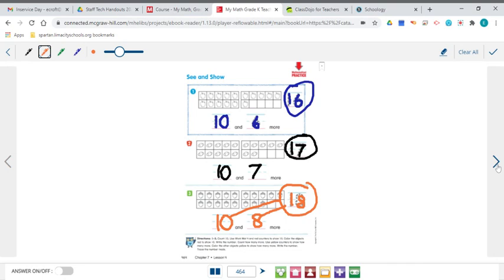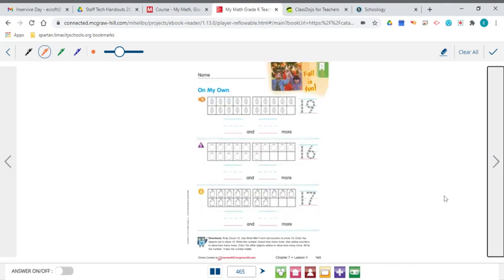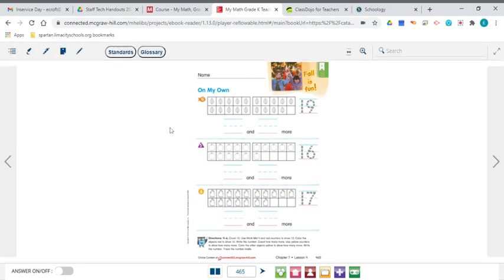All right, we're ready to turn the page to page 465, and let's just jump right up here to example number 4. So how many leaves do you see in that first 10 frame? Well, there's 10, of course, because it's completely full. So you can go ahead and write down that number 10.